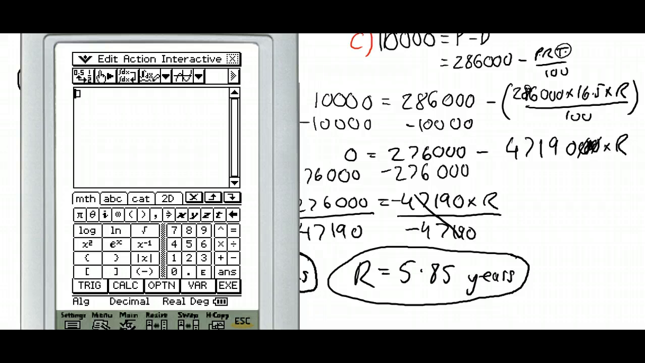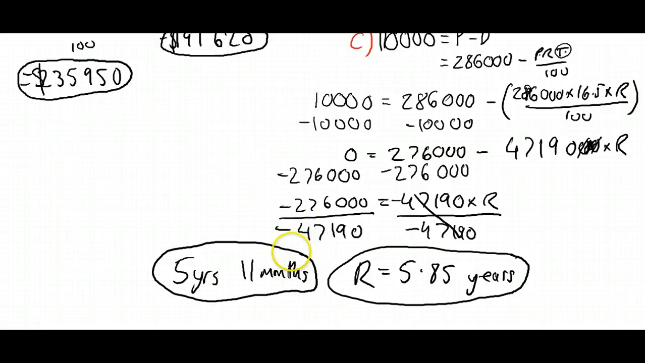Okay, and if we consider that this 5.85 years, maybe that's not an extremely meaningful amount of time. So let's convert 0.85 years into months by multiplying 0.85 by 12. And we've got 10.2 months. It's probably better to round that up to 11 months, because in 10 months we're not going to get there. It's going to take that 11th month to get there. And we don't want to go into fractions of months. So let's just say 5 years and 11 months, and then we will have reached the goal.